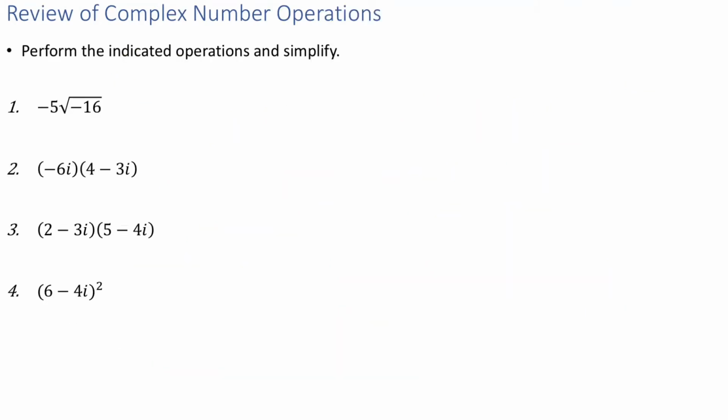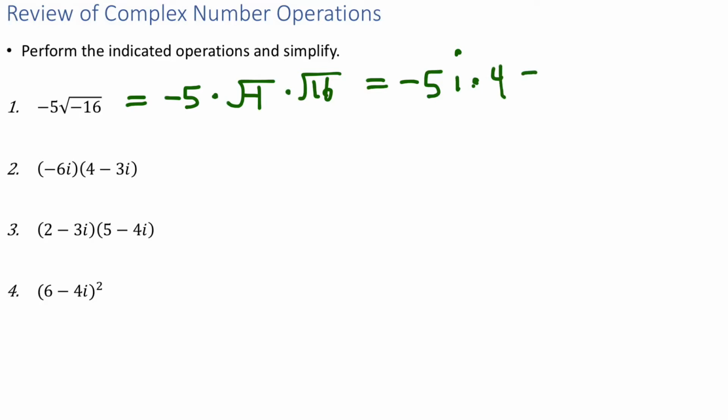Now we're going to do some multiplication. So number 1 says negative 5 times the square root of negative 16, which is the square root of negative 1 times the square root of 16. So that's equal to negative 5 times I times the square root of 16, which is 4. So we want to put the I last, so this would be written as negative 20I.